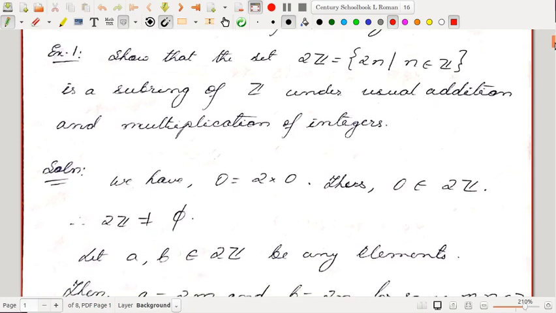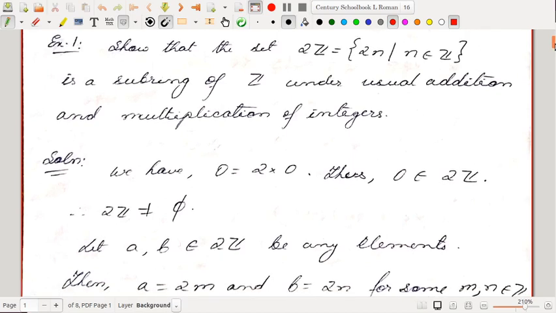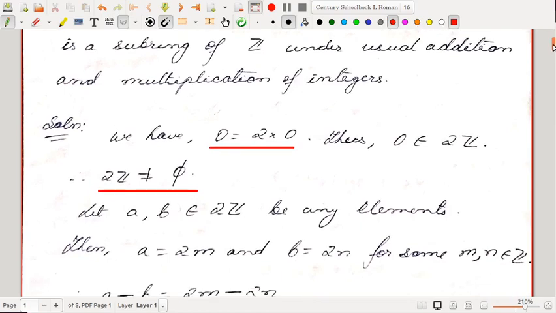First of all, I have to show that it's non-empty. The most obvious element in this set is 0, because 0 can be written as 2 into 0. Any element that can be written as 2 into some integer is in the set 2Z. So 0 is a member of 2Z, and hence 2Z is a non-empty subset, so that's fine.